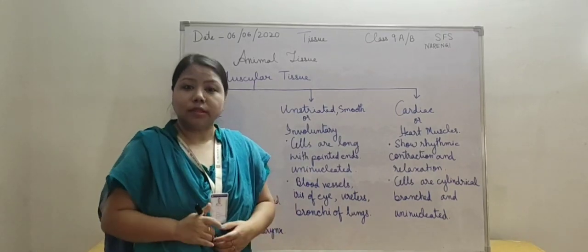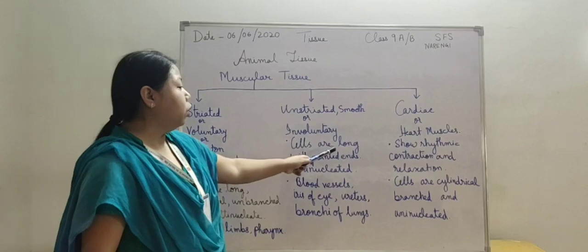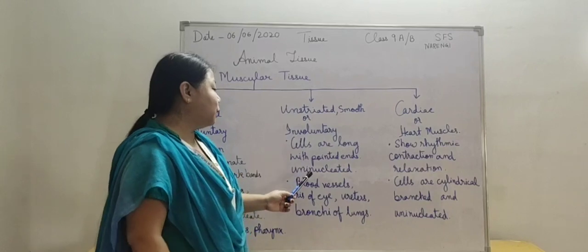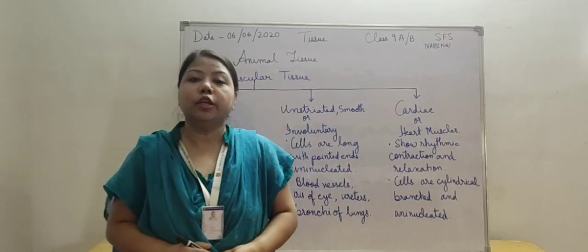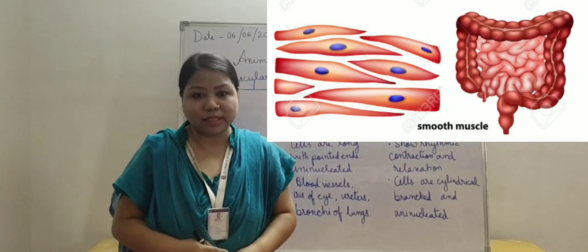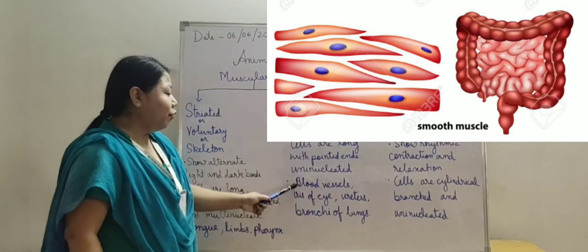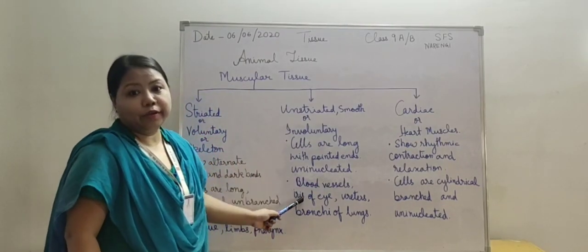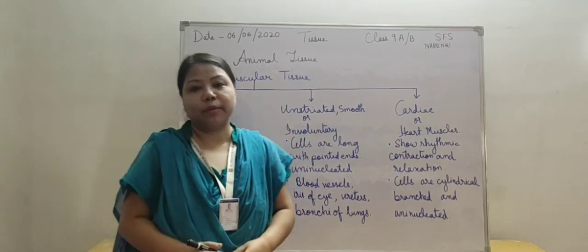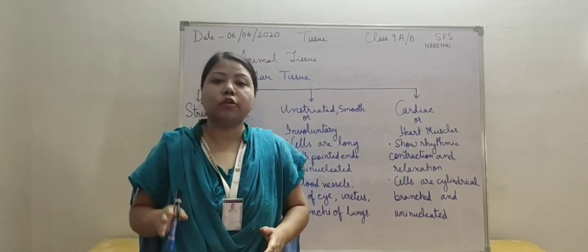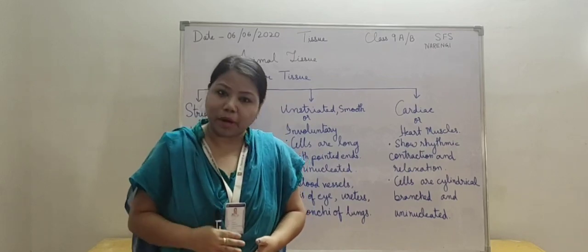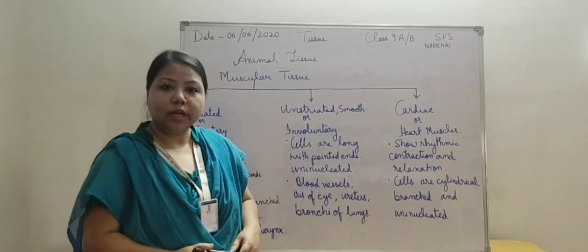Now the cells of this tissue, or the muscles, are long with pointed ends. They are long, or you can say spindle shaped, and uninucleated. You can see the picture of the unstriated muscles. They are found in blood vessels, the iris of the eye, ureters, and bronchi of lungs. That means all these parts do not move according to our will. We cannot control the movement of these parts. So they fall under involuntary muscles.